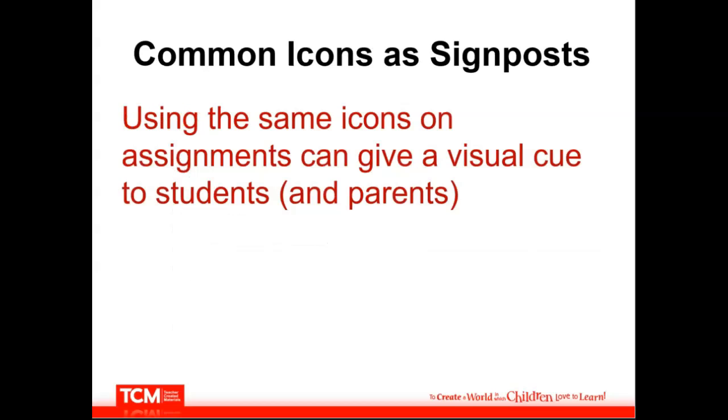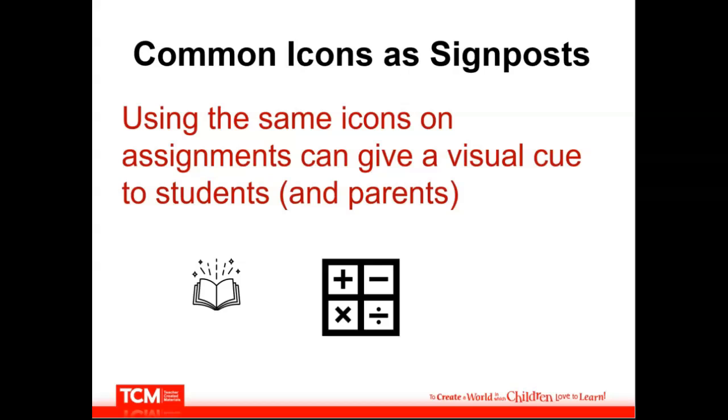Using the same icons on assignments functions as a visual cue for each item. This can help students and parents understand exactly what that piece is asking from them. So I might use an icon of a book to indicate something that they need to read or reference, something we have read. I might use a mathematical icon to indicate some kind of math computation assignment, or even a paintbrush to indicate an artistic or creative component.